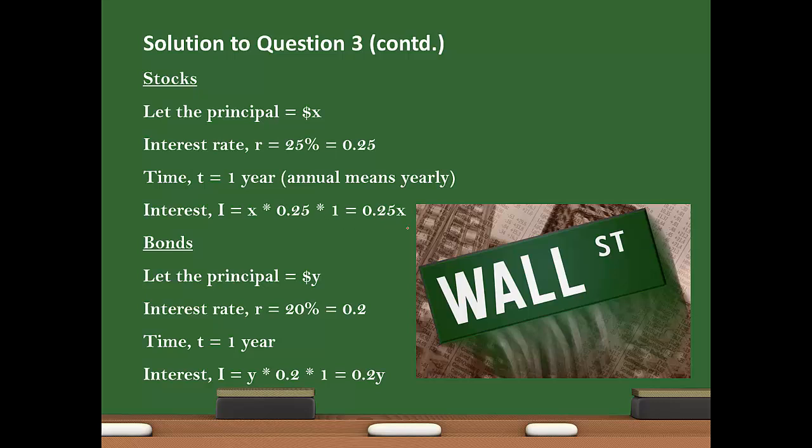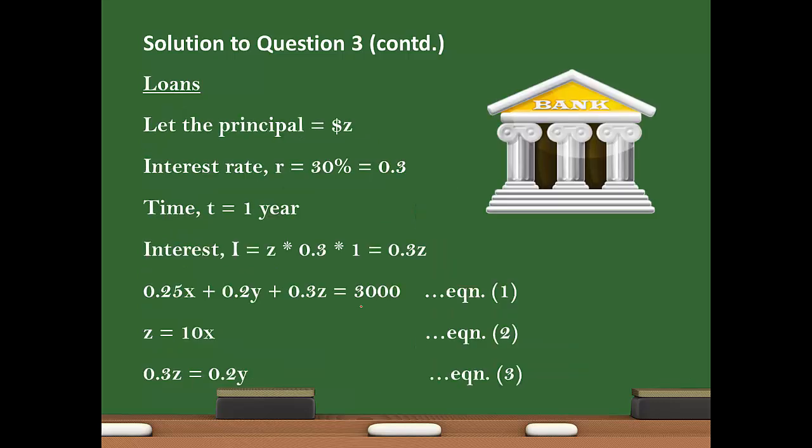So we have to find a simple interest on the stocks. That gives you 0.25x. Of course, annual means yearly, so time is 1 year. Simple interest on the bonds is 0.2y, as you can see here. Simple interest on the loans is 0.3z.